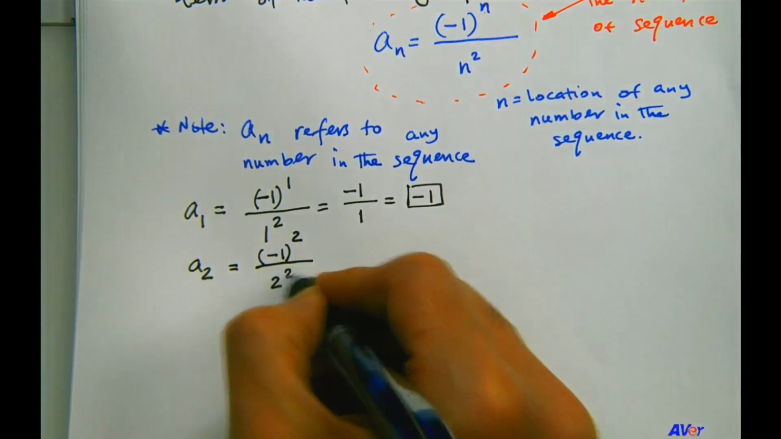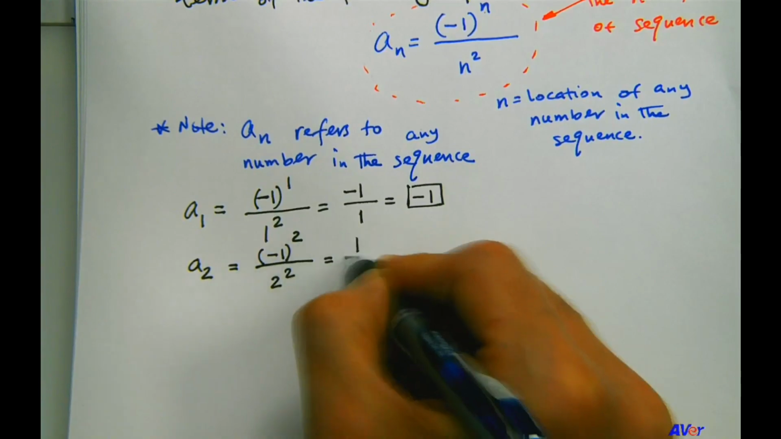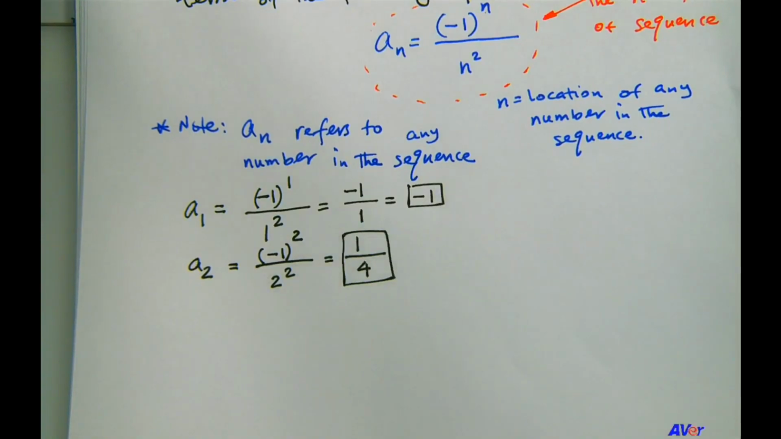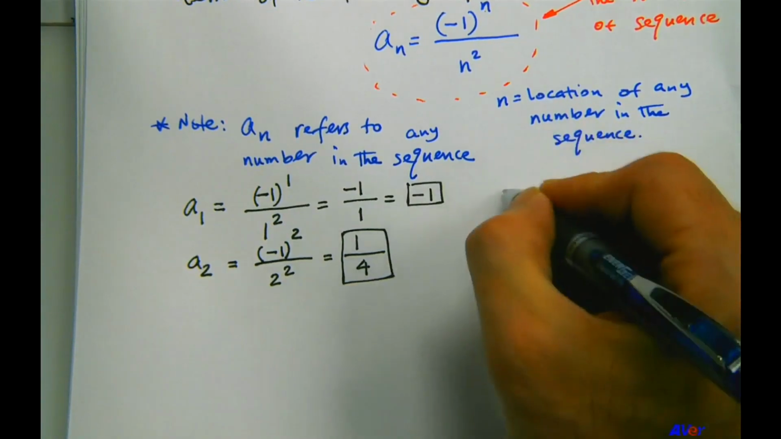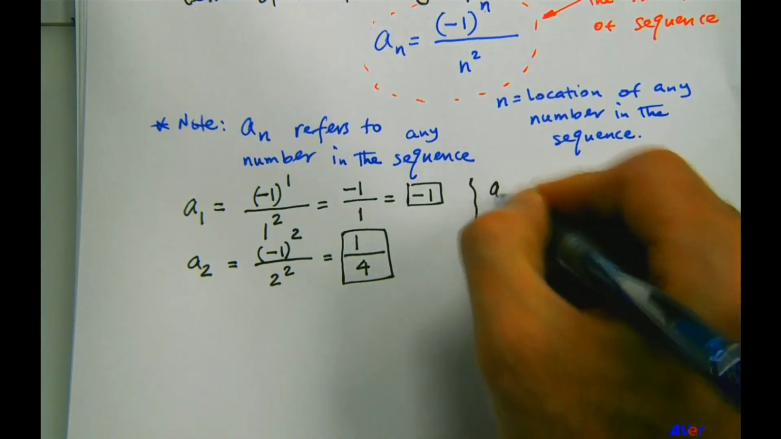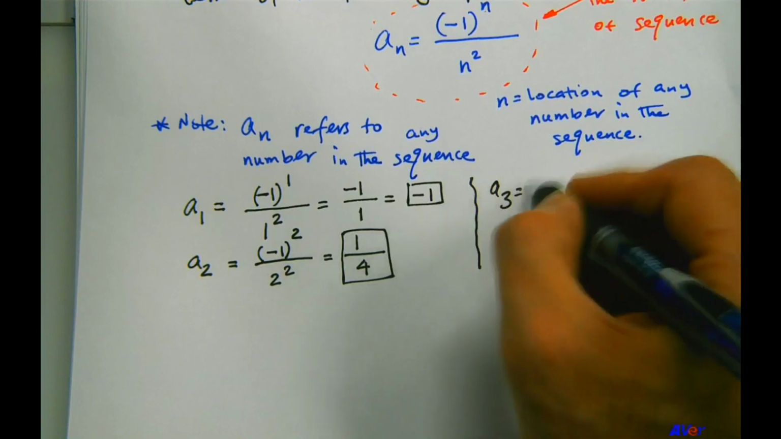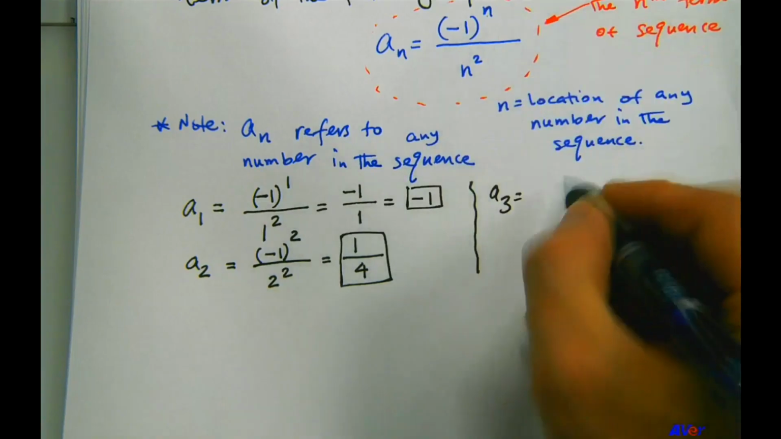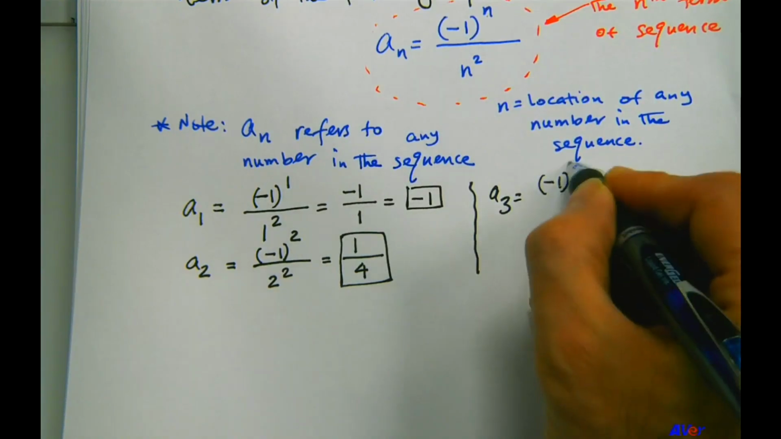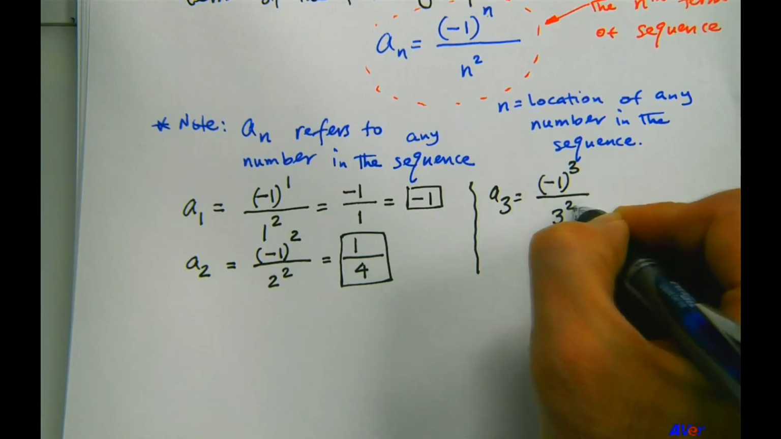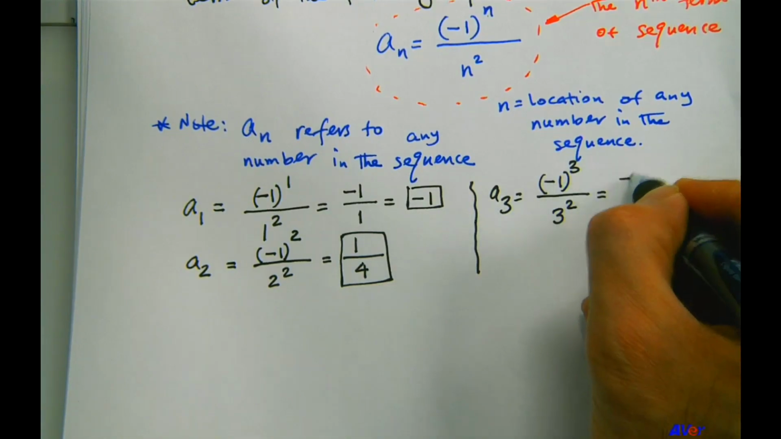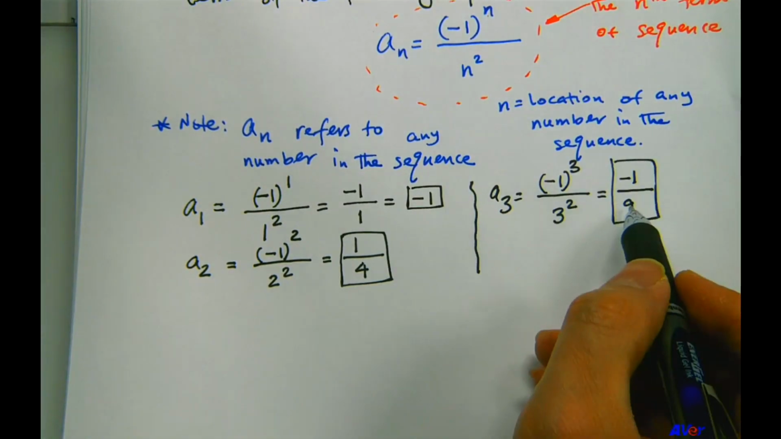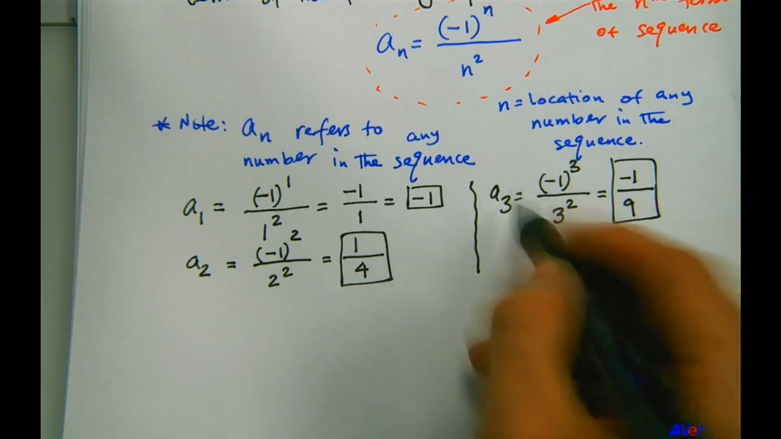And then 2 squared. So minus 1 squared is just positive 1. 2 squared is 4, so we have 1/4. Let me calculate A3 here. A3 would be, just plug in 3 wherever you see n. So we have minus 1 cubed divided by 3 squared. So minus 1 cubed is minus 1 divided by 9. That's the third term in this sequence.